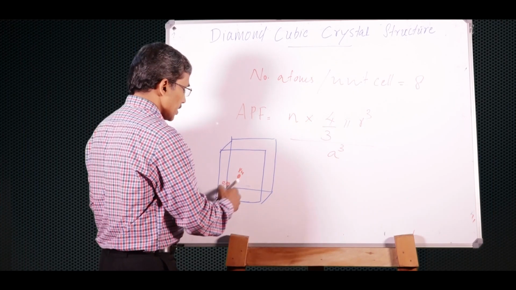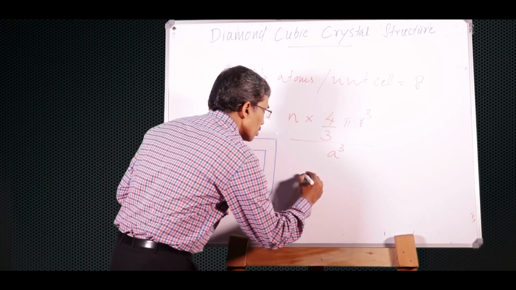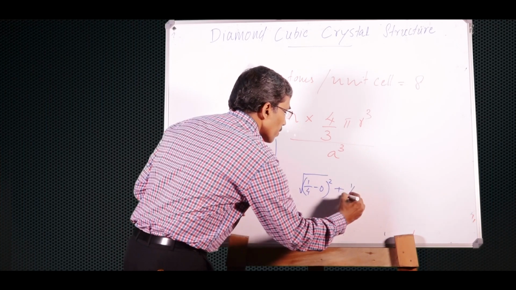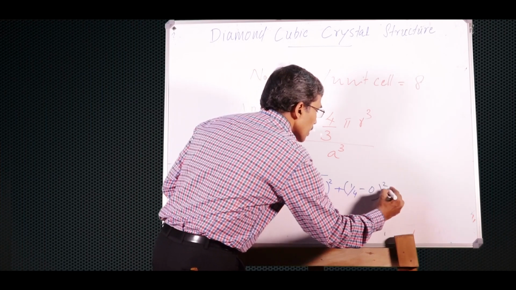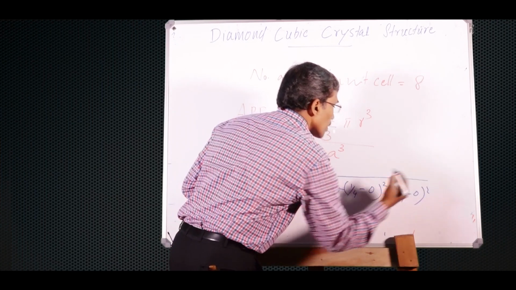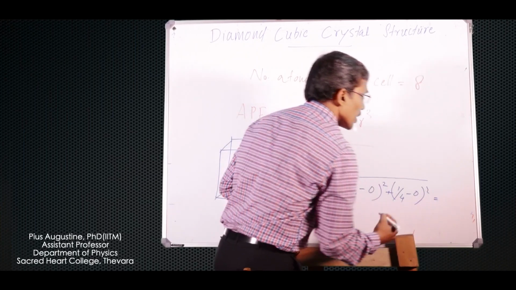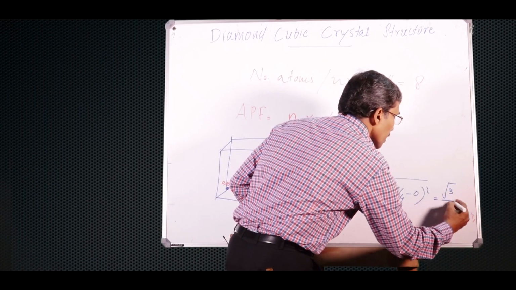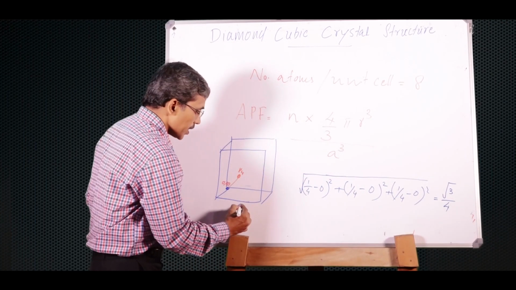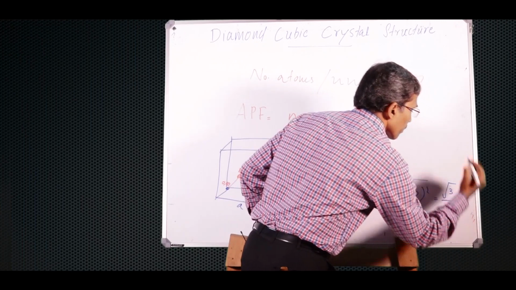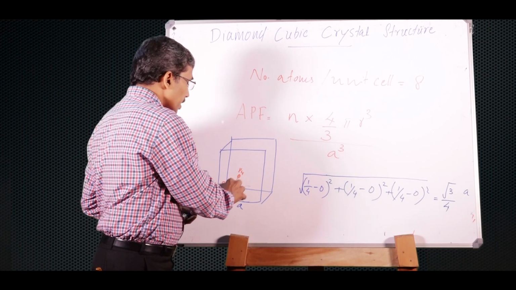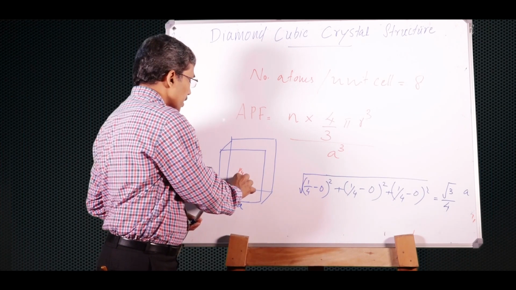0 to 1/4, we can either work out geometrically, otherwise vectorially if you work out, the distance between the two, that is center to center, that will be square root of (1/4 - 0)² plus (1/4 - 0)² plus (1/4 - 0)². That will be equal to √3/4, assuming this is a unit cube. If the cube edge is A, this is √3/4 A. So √3/4 A is nothing but the distance from the center to the center, 0, 0, 0 position atom and 1/4 position atom.